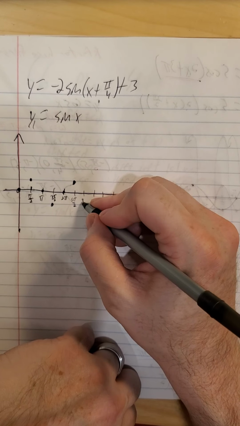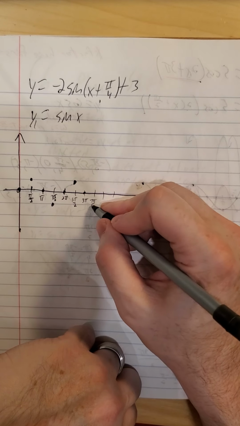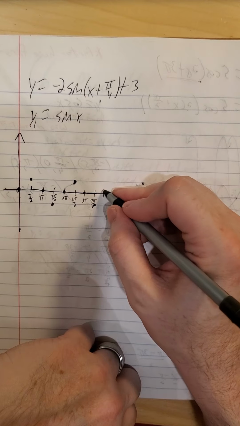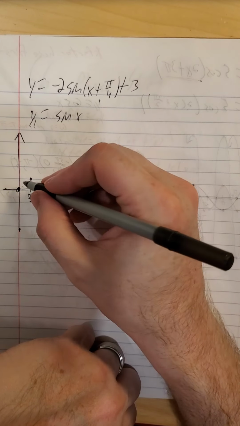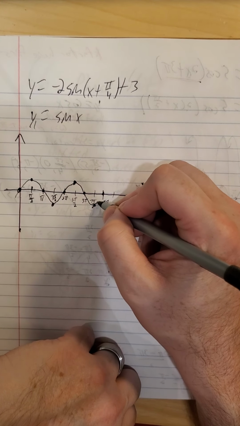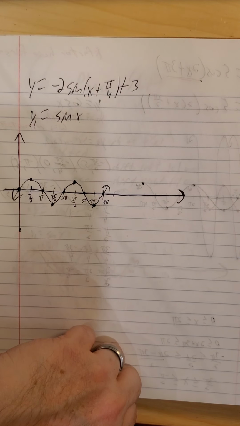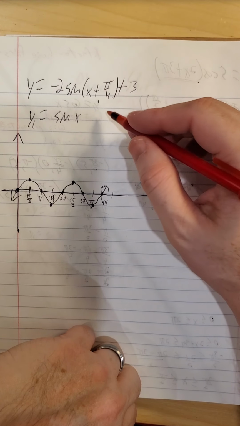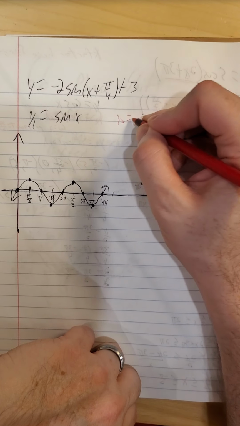Sine of 6 pi over 2 or 3 pi, we're back to 0. Sine of 7 pi over 2, we're back to a negative 1. And sine of 4 pi, now we're back at 0. So there's two quick cycles of the basic sine function. This one, no horizontal stretching or compressing to worry about, so we'll just take care of that negative 2 next.